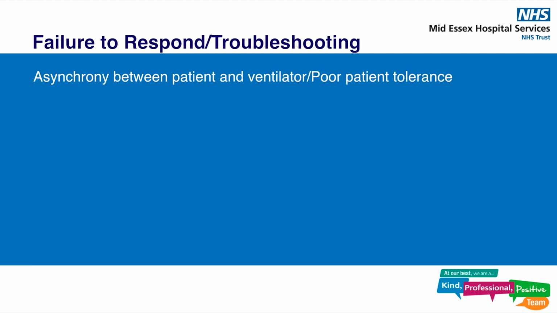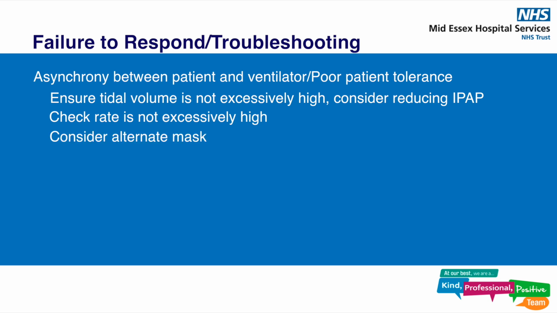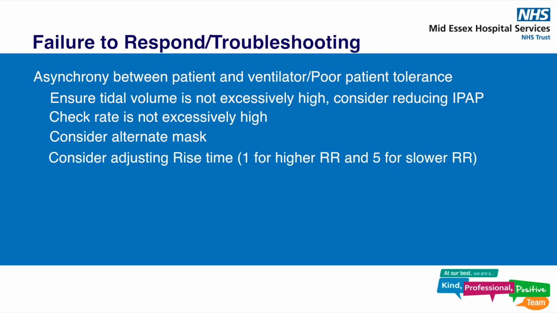If there is asynchrony between the patient and the ventilator, or poor patient compliance, ensure the tidal volume is not excessively high, and if so, then consider reducing the IPAP. Check the rate is not excessively high. Consider an alternative mask. Consider adjusting the rise time, 1 for higher respiratory rates and 5 for slower respiratory rates. Consider using the ramp feature.